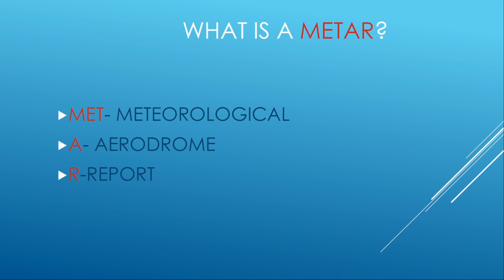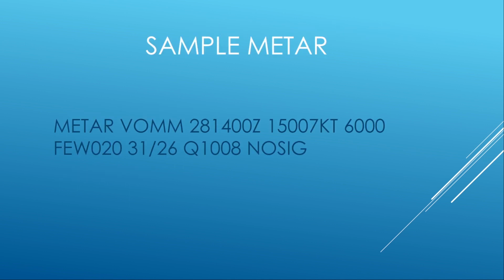A METAR is issued every 30 minutes and it's a report of local weather conditions in the vicinity of an airport. This report includes various things like winds, visibility, weather conditions, cloud coverage, temperature, dew point, altimeter, and the pressure setting. Now let's quickly take a look at our sample METAR.